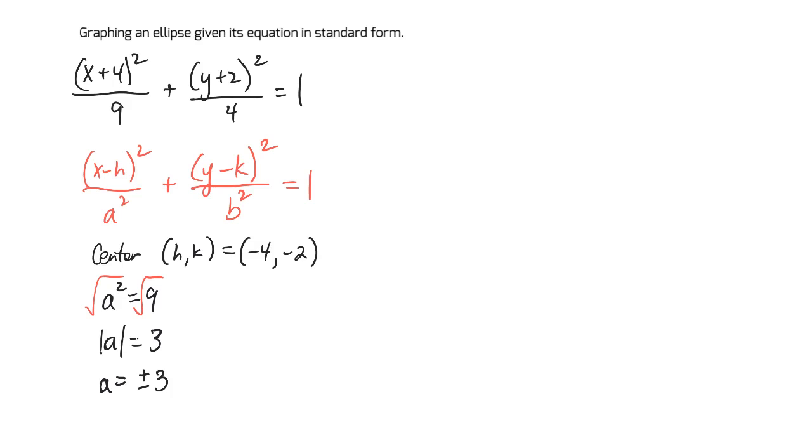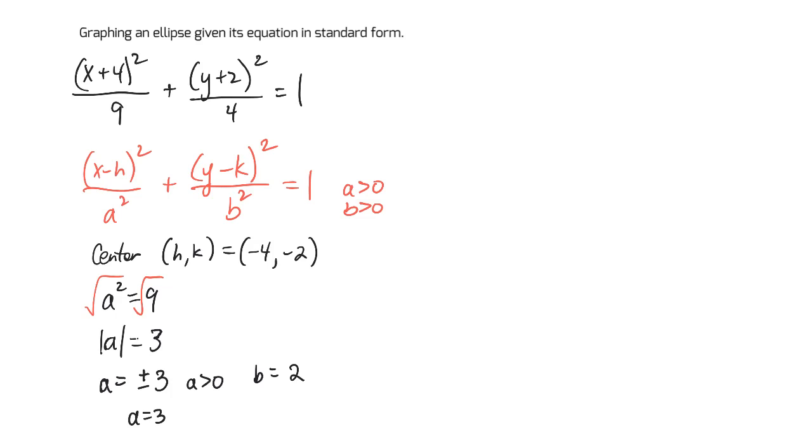However, in our standard form, I forgot to mention, a is greater than 0 and b is greater than 0. So if a is plus or minus 3, then a has to be greater than 0. We will see that a has to be 3. In a very similar fashion, you could see that b is actually going to be 2. So now that we have the center and we have a and b, we're ready to graph our ellipse.